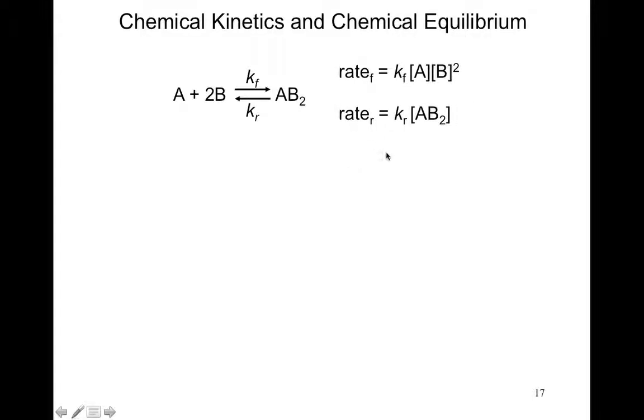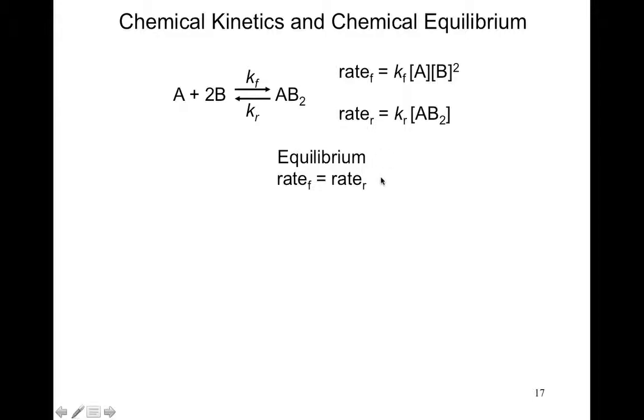And then we can say the same thing for the reverse. The rate of the reverse reaction is K of the reverse reaction multiplied by [AB2], of course, because if it were the reverse reaction, then this would be our reactant, so our rate would depend on it. So there are some differences there, but hopefully that makes sense given what we covered last chapter with rate laws.